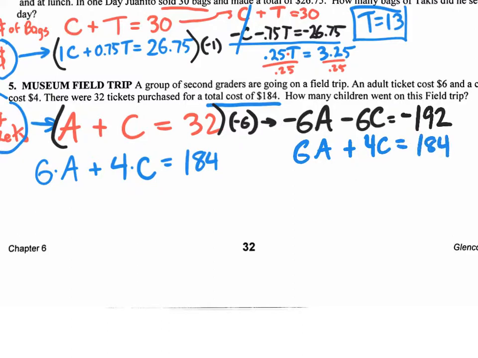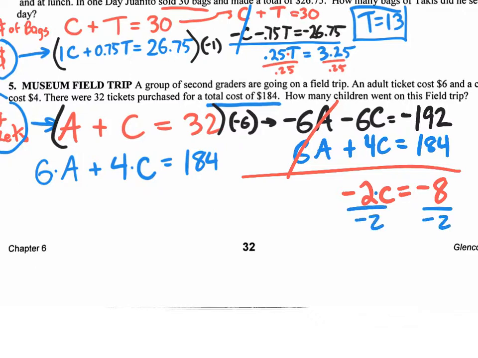So now we're ready to combine the lines, eliminate the adult tickets, and we're going to have -2 children tickets, and that's kind of weird, negative children tickets, right? But when I go -192 plus 184 on a calculator, I get -8, and that's great because when I divide by -2 here, it'll take me back to positives, which makes more sense. +4. So how many children's tickets were sold? 4. Which makes this a really weird field trip.